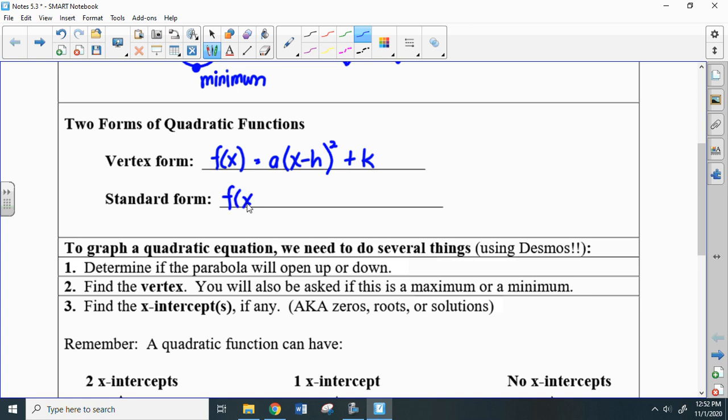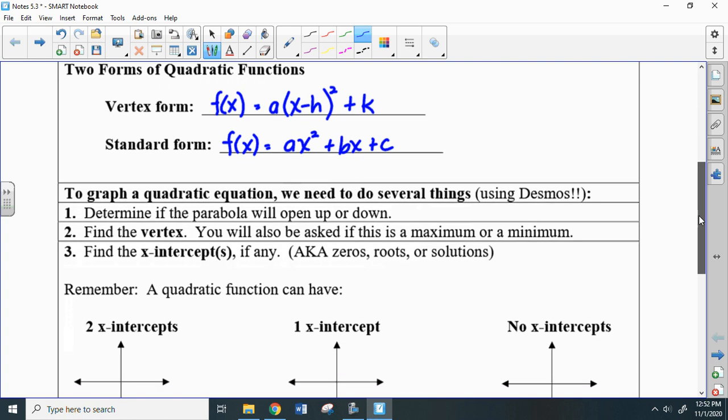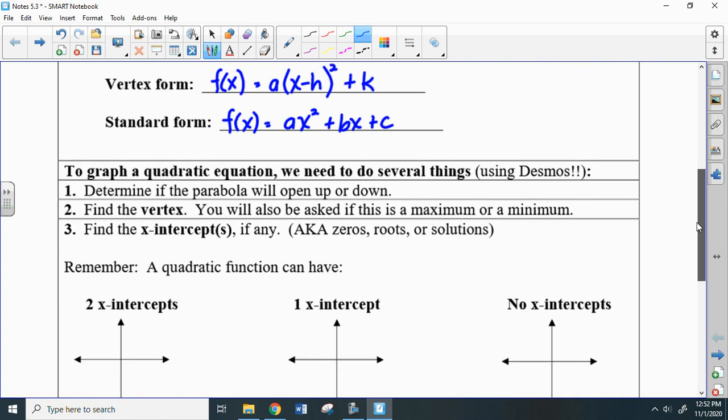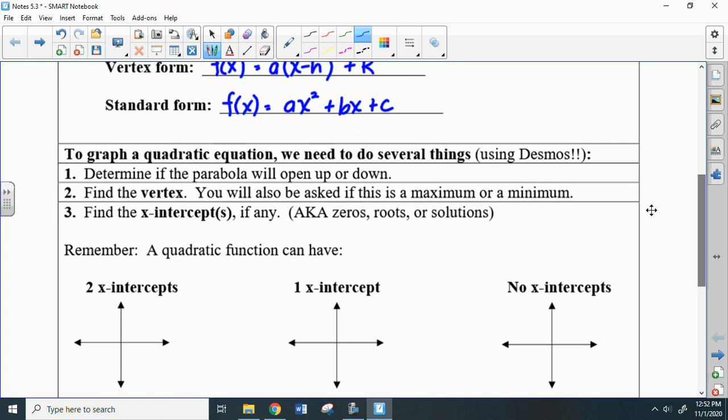Standard form is the form that we've been working with the most when we were solving, because you could either factor it or use the quadratic formula to solve it. Vertex form is what we were typically using if we got to use square roots to solve. And so then we just want to review real quick how to graph these things.